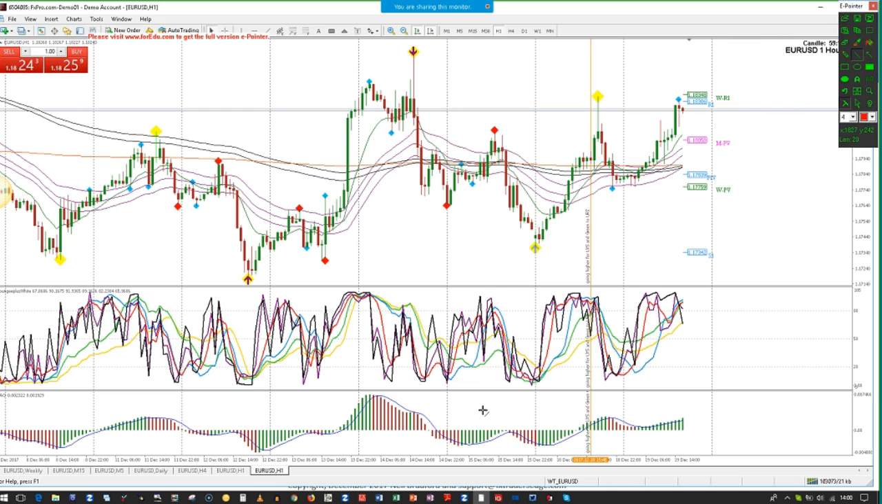Here's a nice example of the Blue Bungee coming down from the top for a wave A, the Blue Bungee going up for a wave B, and the Blue Bungee coming down for a wave C. And all the time, the green bungee is moving down for the complete move. So when you see that going on in the bungee, it helps you know what's going on with price action.